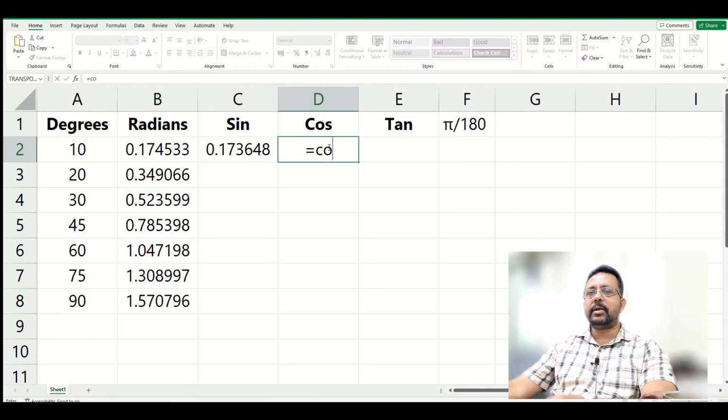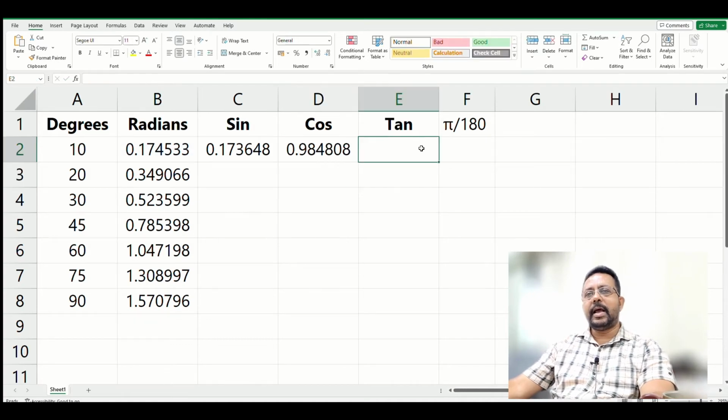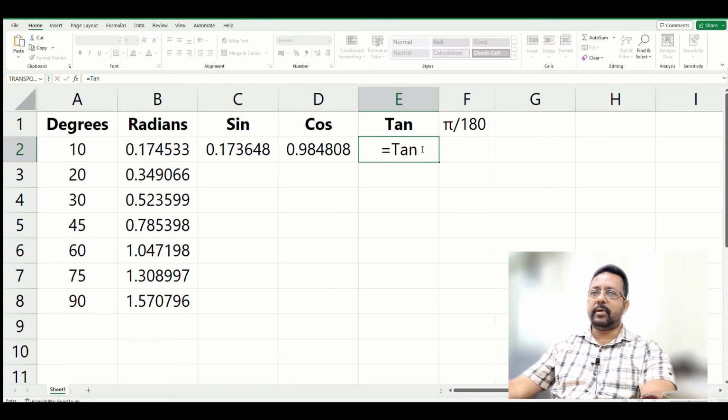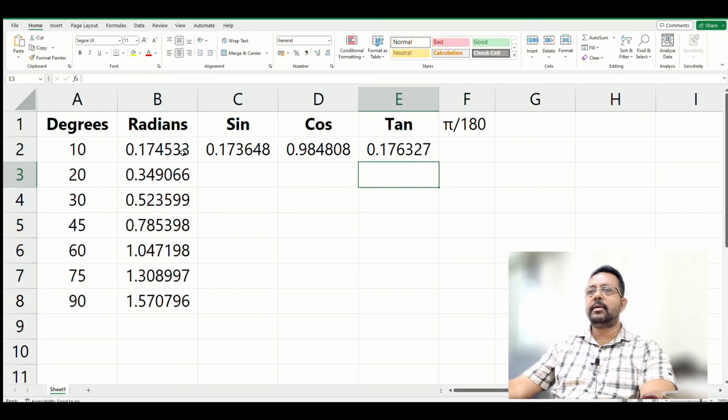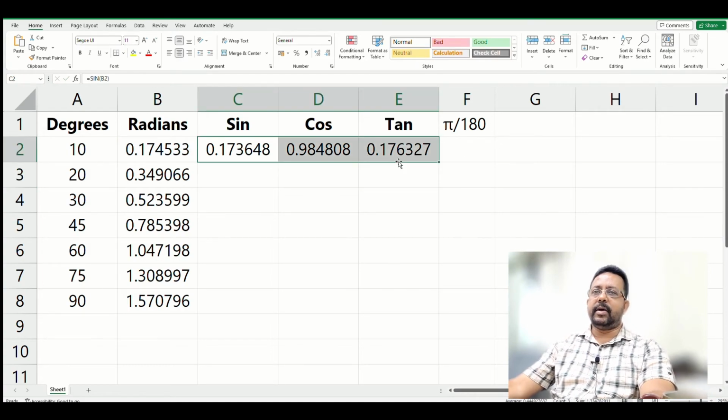The same thing I can do with the cos theta is equal to cos of in bracket the radians of 10 degree, and that will give me the cos theta value, cos of 10 degree. Let's do that same for the tan theta, and tan of 10 degree of radians gives me that value.